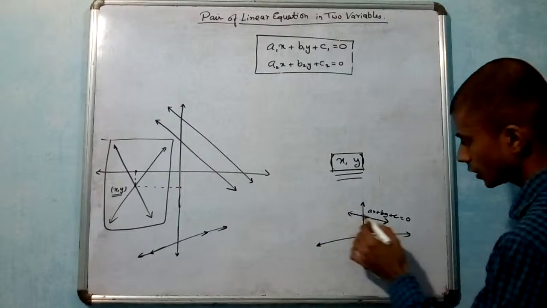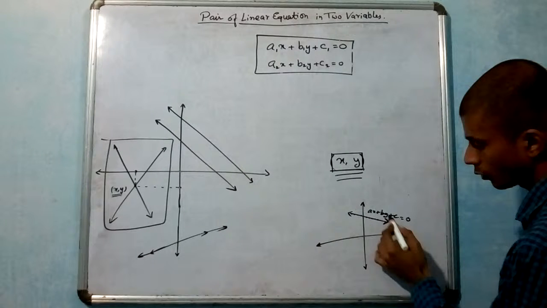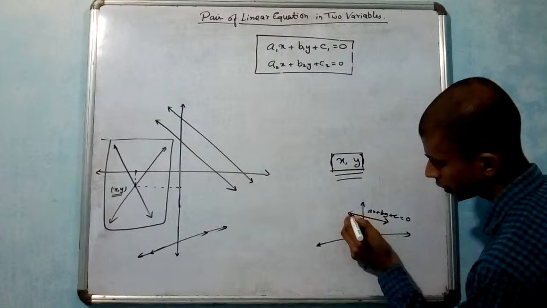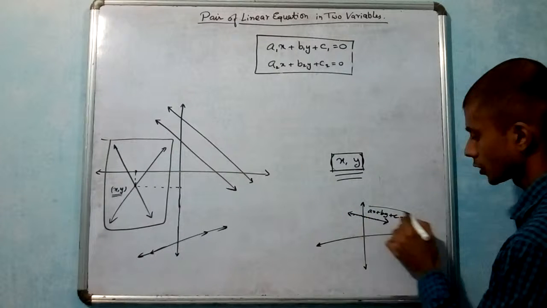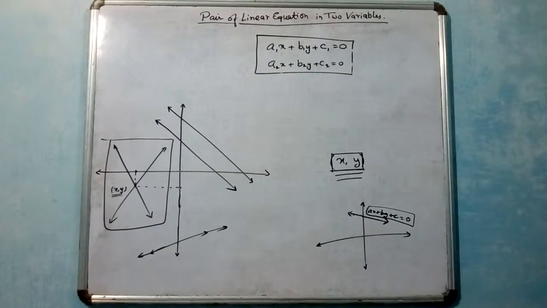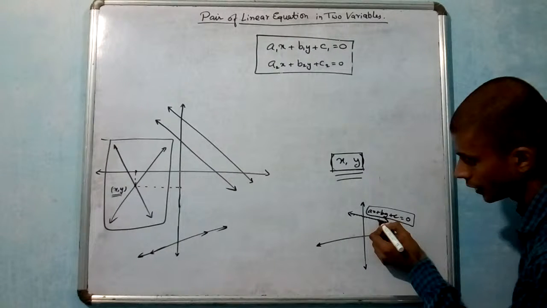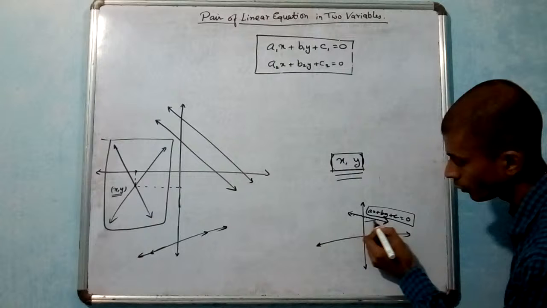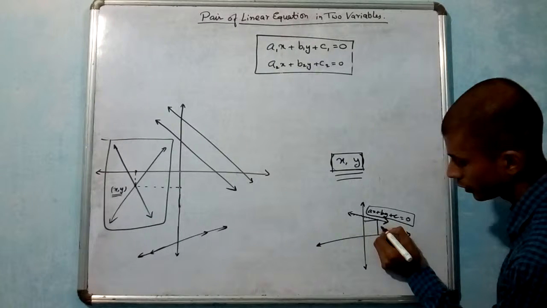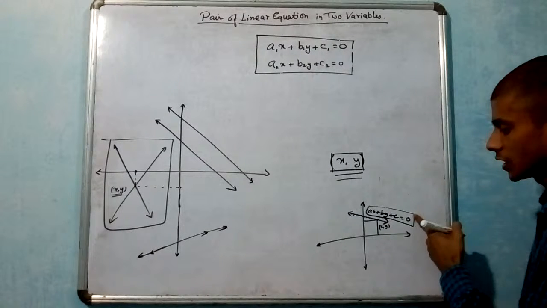So we have to understand one thing here, that on this straight line, each and every point's coordinates are actually the solution for this equation, ax plus by plus c is equal to 0. Means you take any point on this line, find its x coordinate and y coordinate, get the values of x and y, and try to substitute here. You will see it will satisfy the equation.